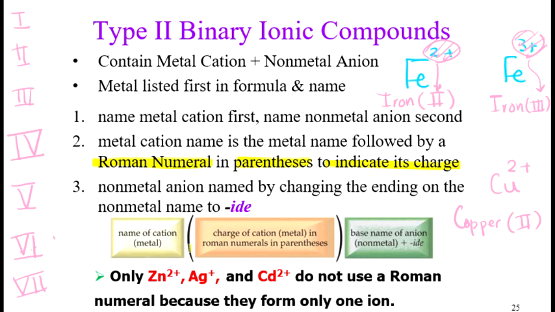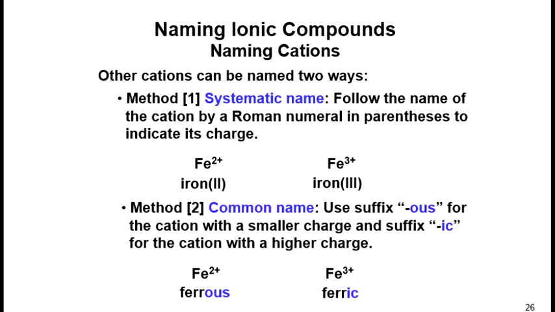Guys, I ask you, please memorize. Always you have questions regarding this. We never use Roman numbers for these three ions: zinc, silver, and cadmium. Zinc always 2 positive, silver 1 positive, and cadmium is 2 positive. Please write for yourself. We never use Roman numbers for these elements. Please read this slide. After 30 seconds, I'm going to explain what that means.